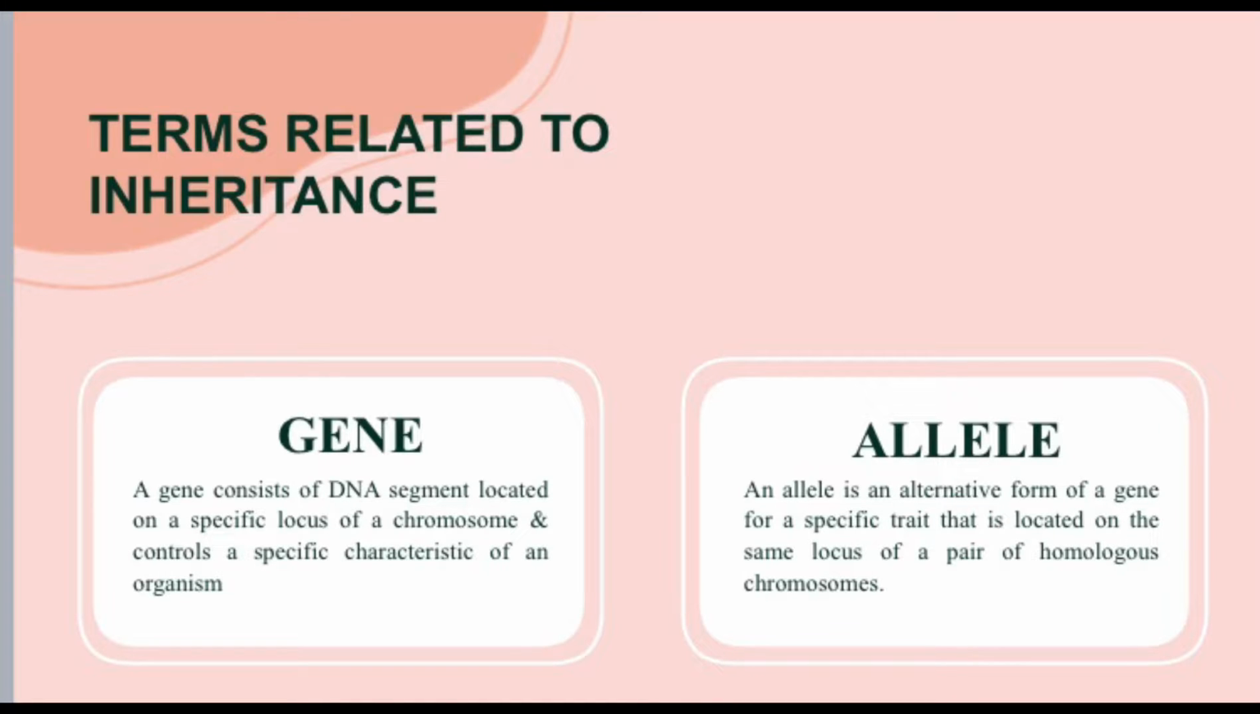First, we have gene. A gene is the basic unit of inheritance which consists of a DNA segment located on a specific locus of a chromosome. So next we got allele. An allele is an alternative form of a gene for a specific trait that is located on the same locus of a pair of homologous chromosomes.